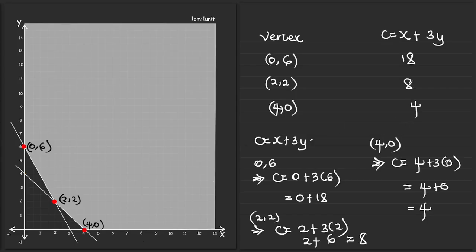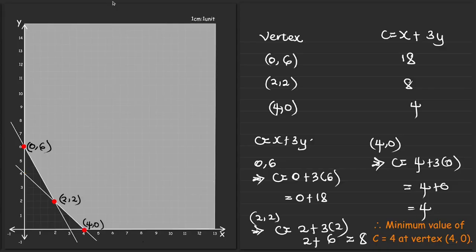4. So comparing all our values, at (0, 6) we have 18, at (2, 2) we have 8, and then at (4, 0) we have 4. It is obvious that this is the smallest value. So we conclude by saying that the minimum value of c, that is the objective function, is 4. And then it occurs at what?